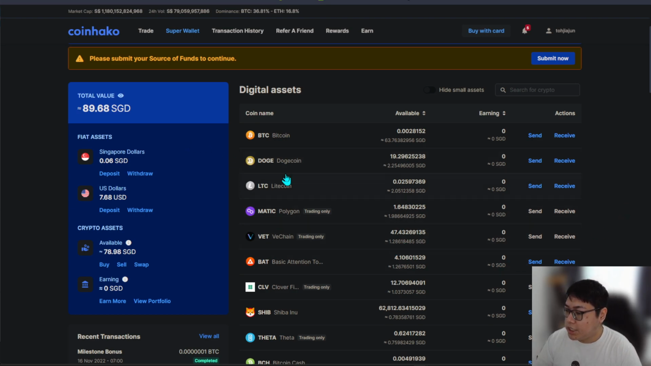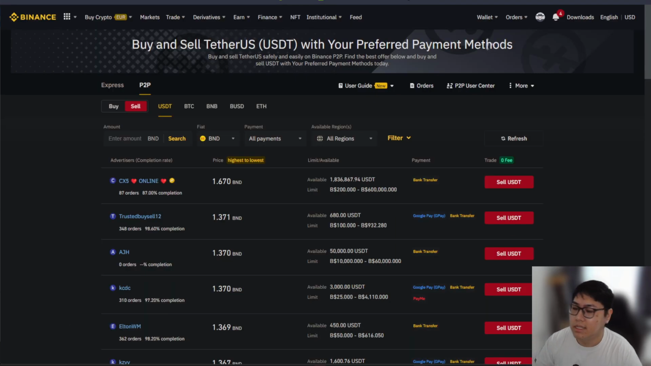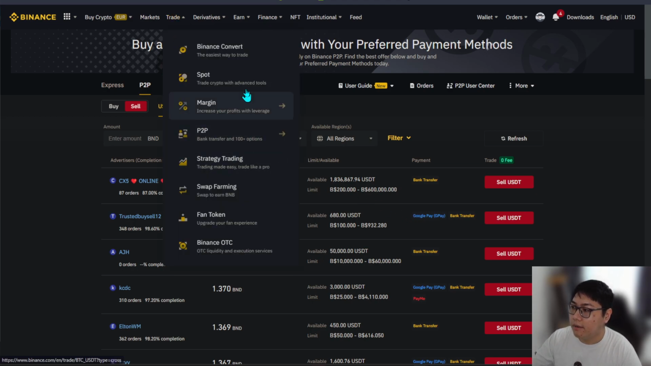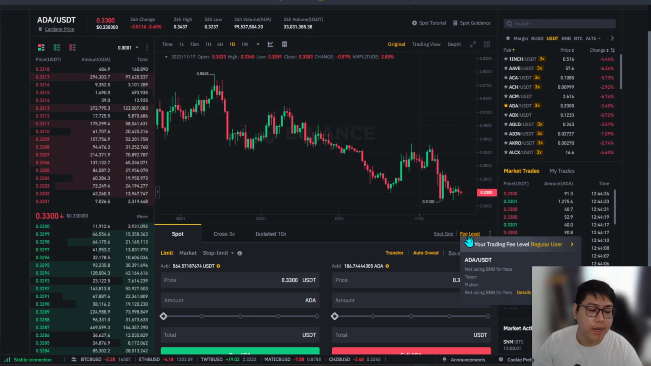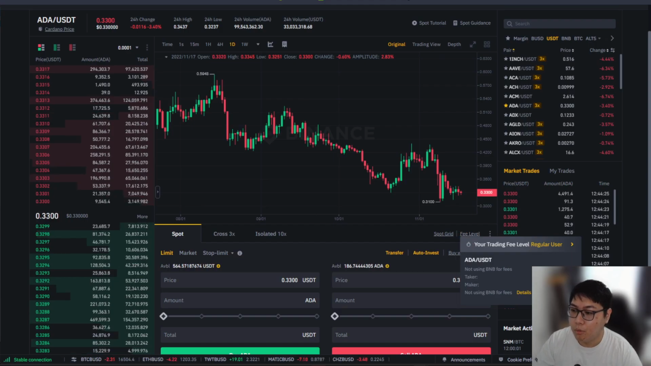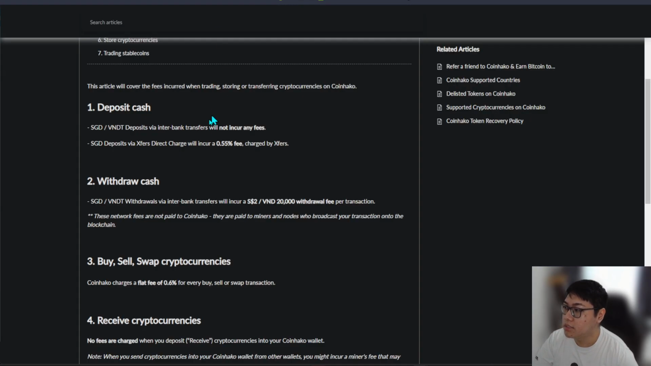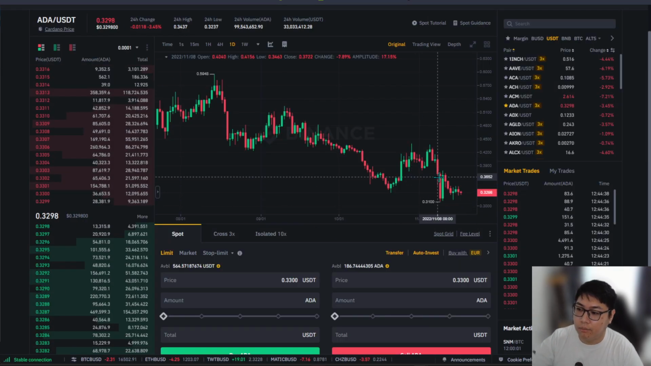The exchange I would recommend is Binance. If you have a Binance account, you can just cash in and have all your US dollars on Binance. You can trade there, and their trading fee is slightly lower, if I'm not wrong. Yep, on Binance the spot trading fee is 0.1% compared to CoinHardcore's 0.6%. If you're going to do huge trading or long-term trading, which platform would you use? Of course, you pay the one-time fee on CoinHardcore, and then you use other platforms to trade.